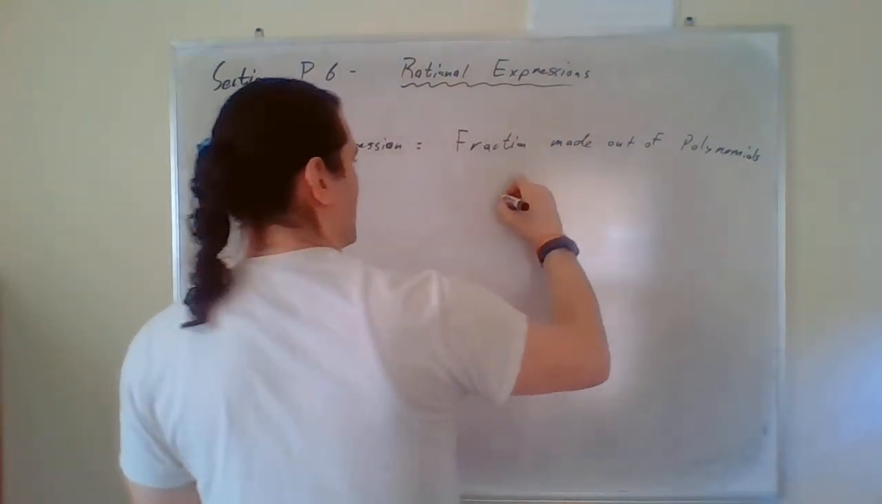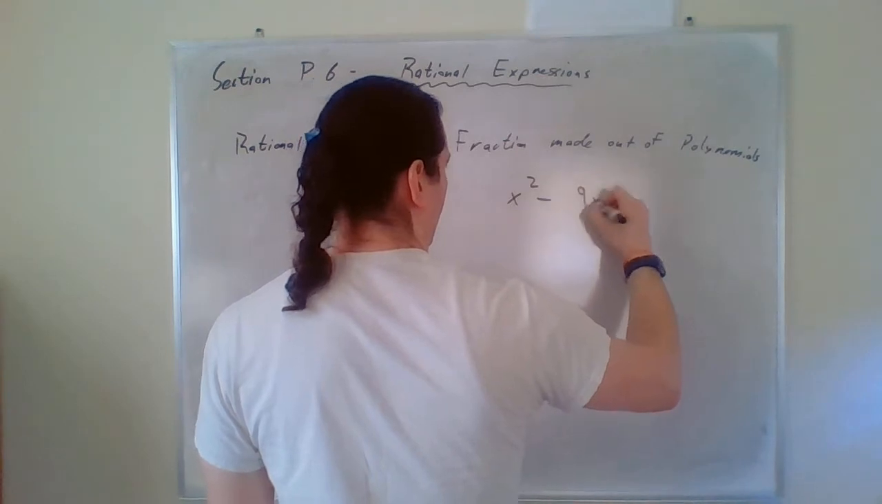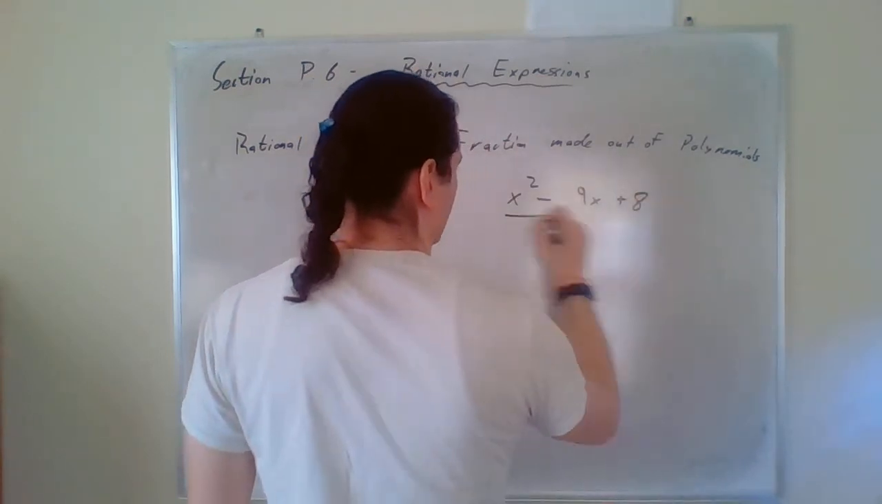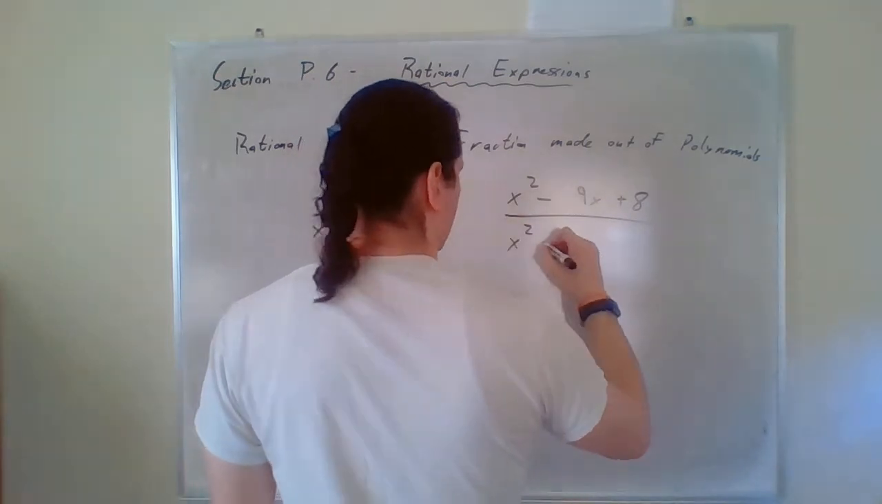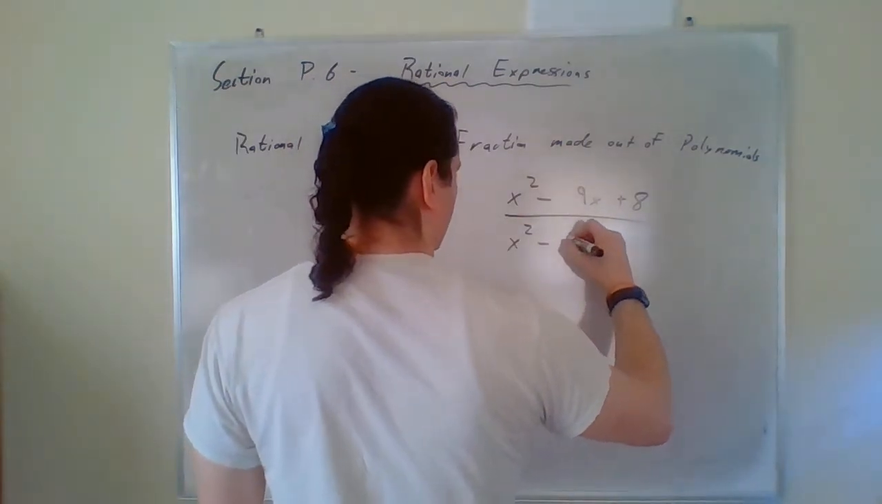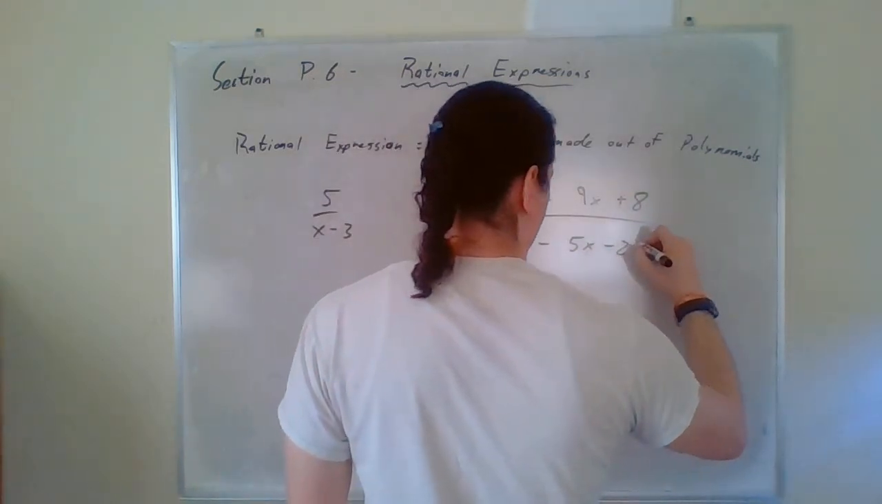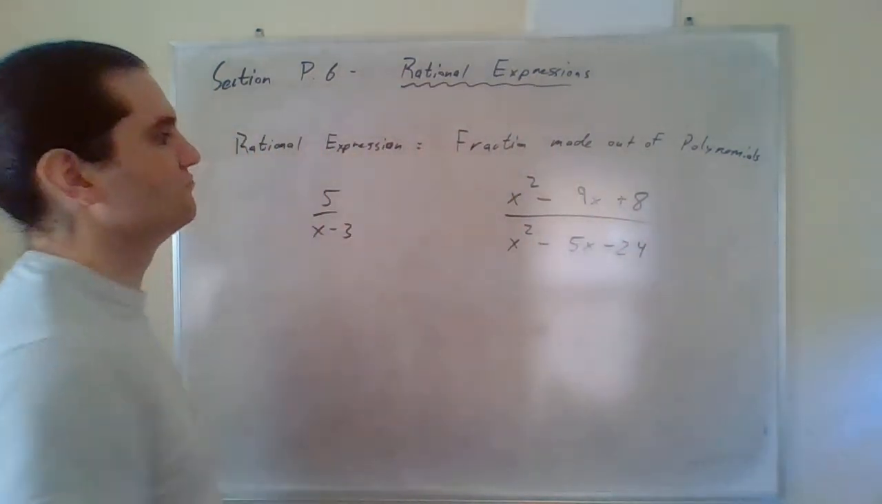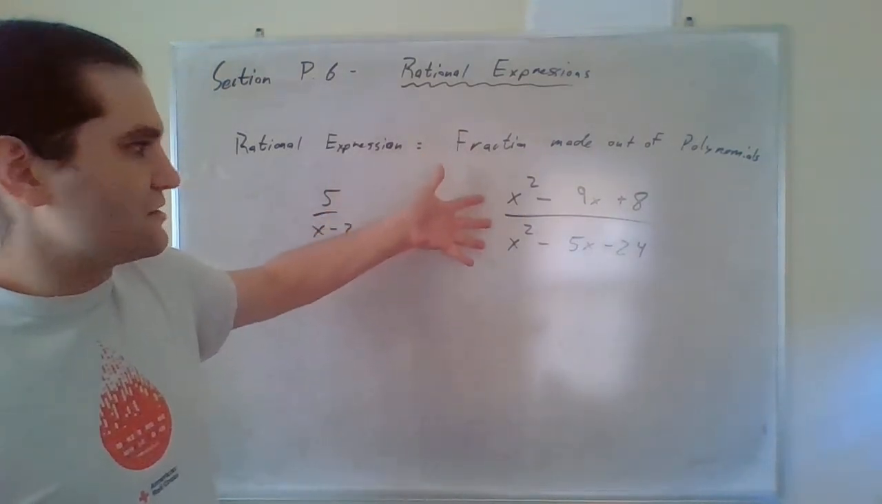More exciting things might look like x squared minus 9x plus 8 over x squared minus 5x minus 24. This is a pretty characteristic rational function.